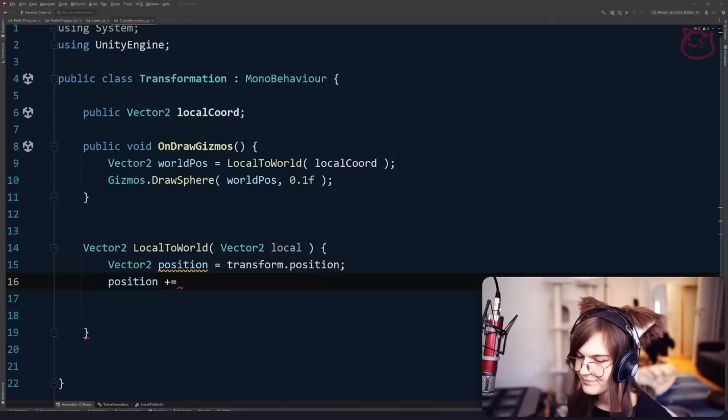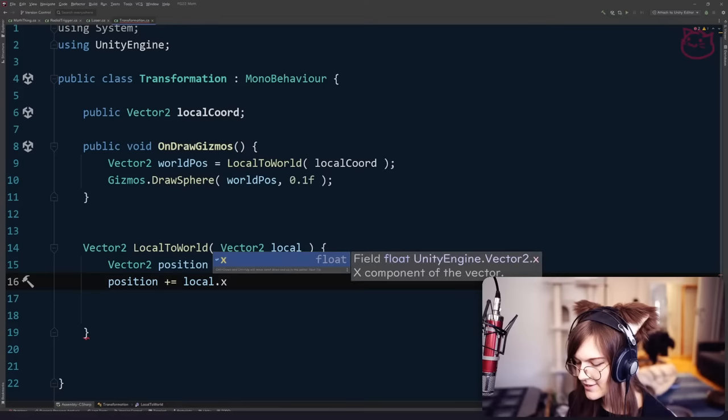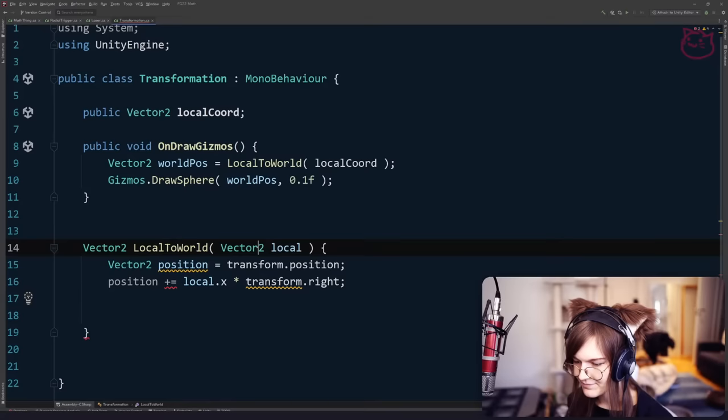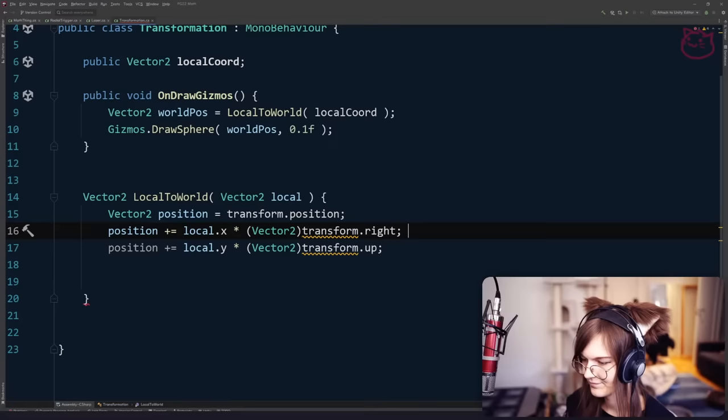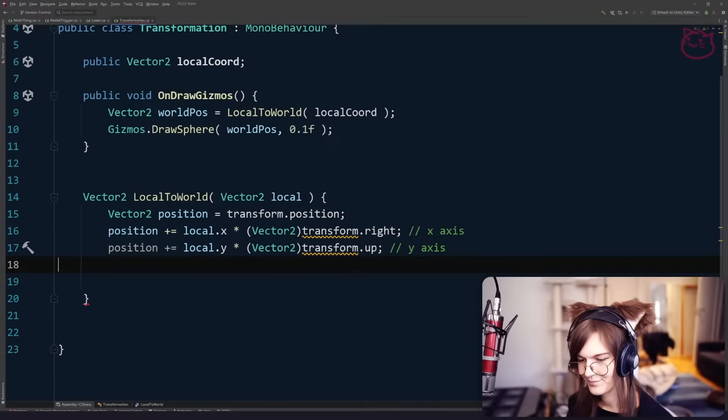So basically what you do is you take the local x-coordinate, multiply it by transform.right. That's the x-axis. In this case, it's sad because transform.right is a Vector3. And then we do the same thing for the y-coordinate. Take the y-coordinate and transform.up, because that's the y-axis. So x-axis, y-axis. And then that's our position.